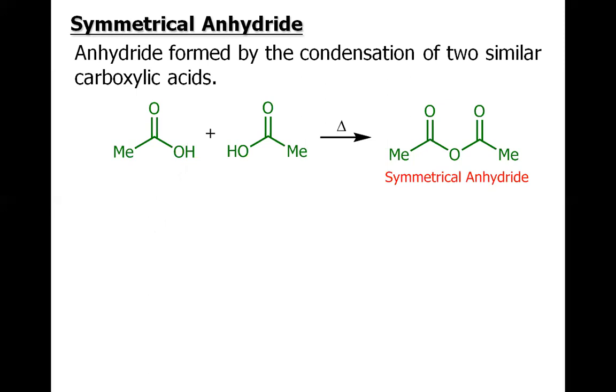Now let's discuss question number 2. It says define symmetrical and mixed anhydrides with examples. Well, a symmetrical anhydride is basically the anhydride formed by the condensation of two similar carboxylic acids, as the name suggests. So in this particular case, we have taken the example of ethanoic acid. Two equivalents of ethanoic acid condensed together to give this symmetrical anhydride with water as a byproduct.